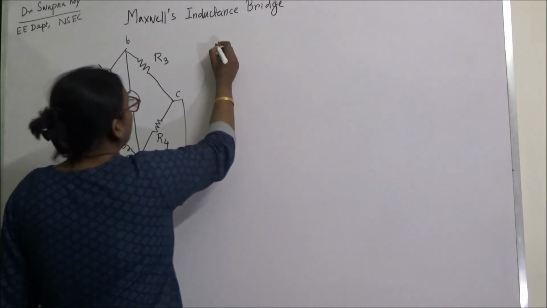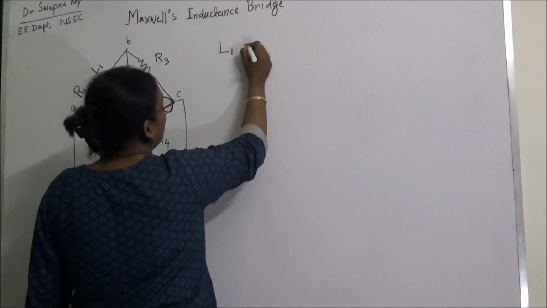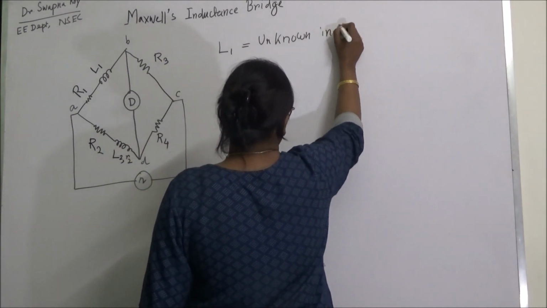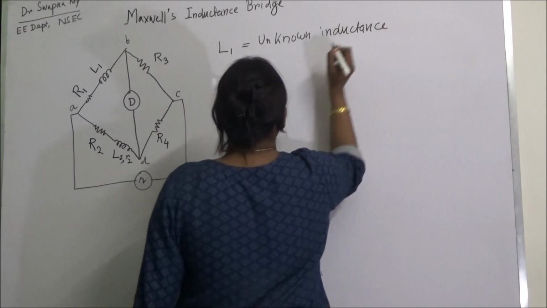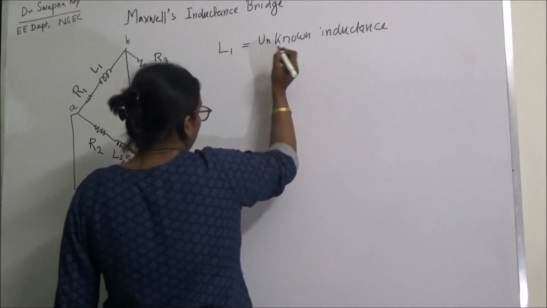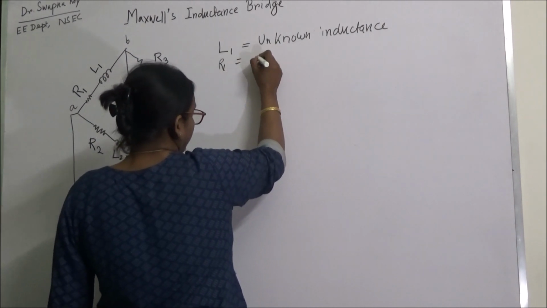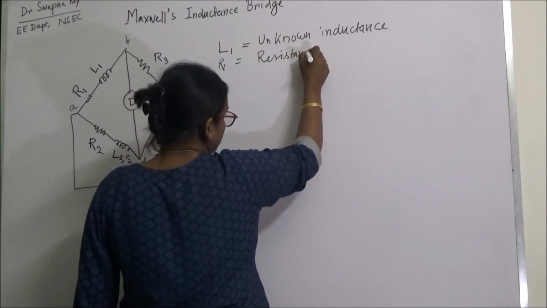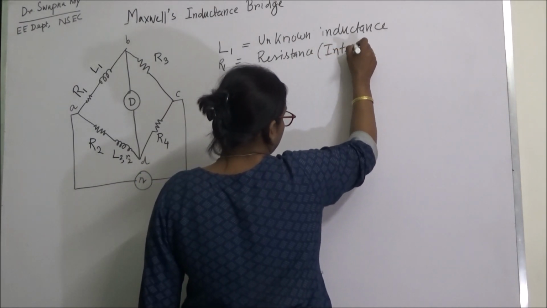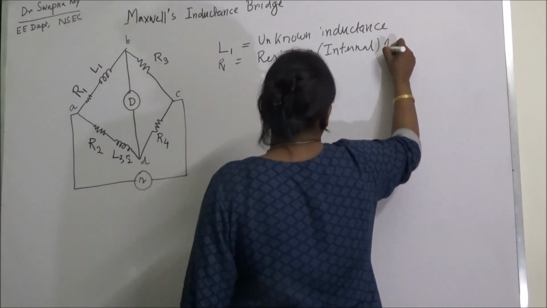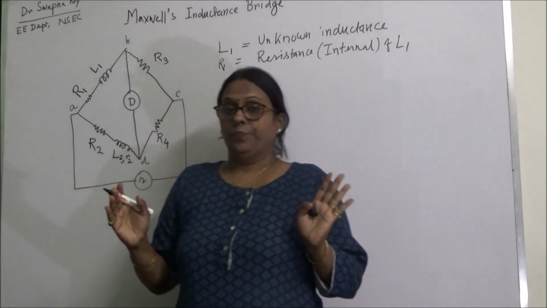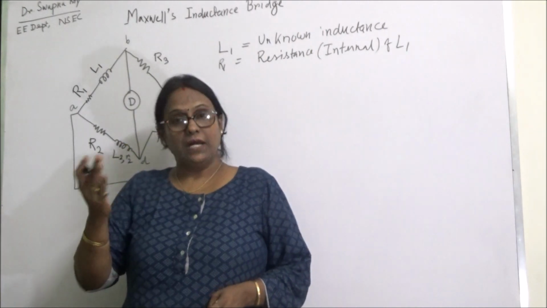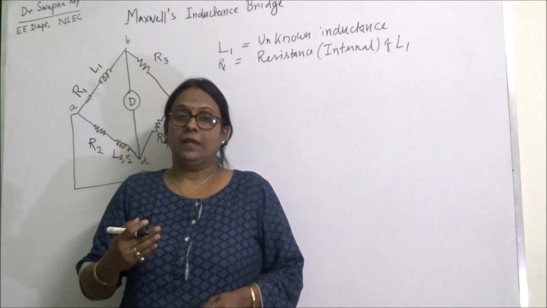So here L1 is the unknown inductance. R1 is the resistance, that is the internal resistance of L1. So we know that when the bridge is balanced, the product of opposite arm impedances are equal.